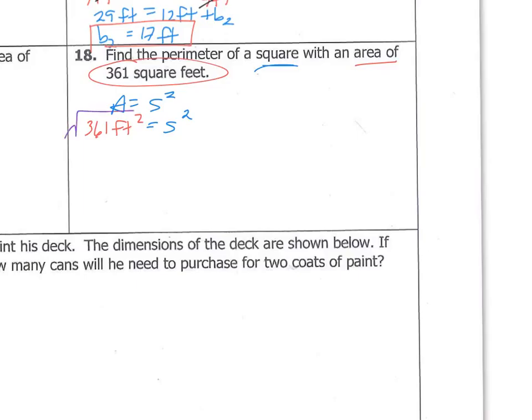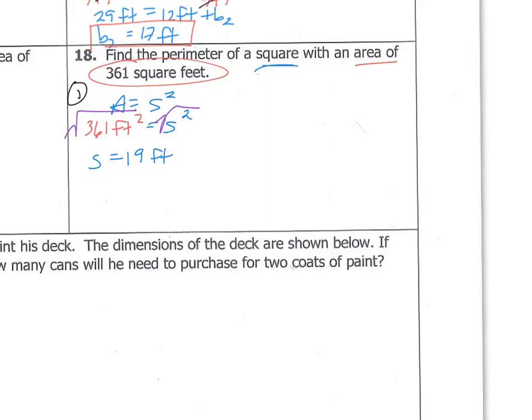Take the square root of both sides. And so s is not a perfect square, so 361, take the square root, oh, yes it is. My bad. So we get 19 feet. Does that answer the question? No. So this is step one.